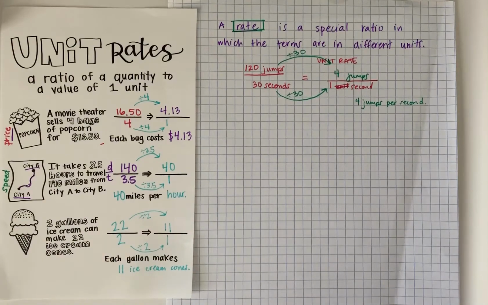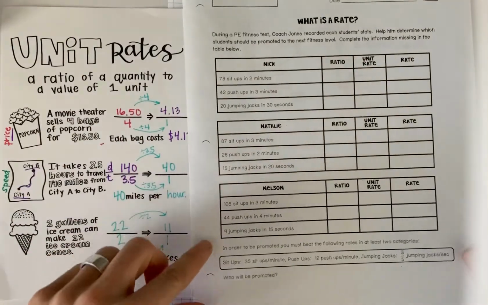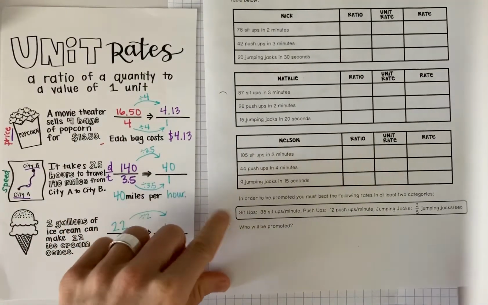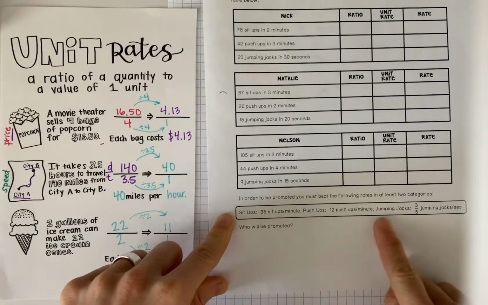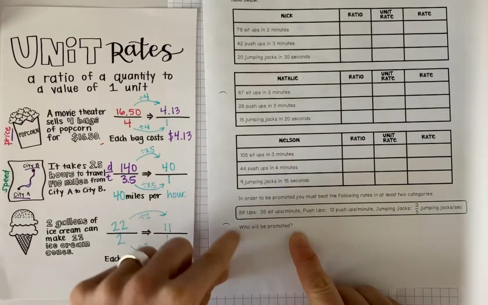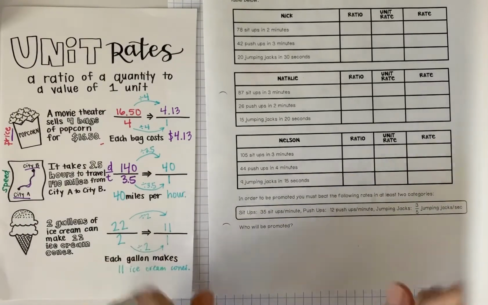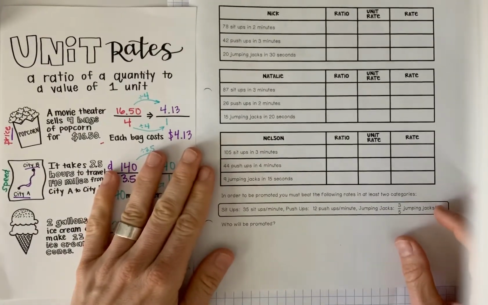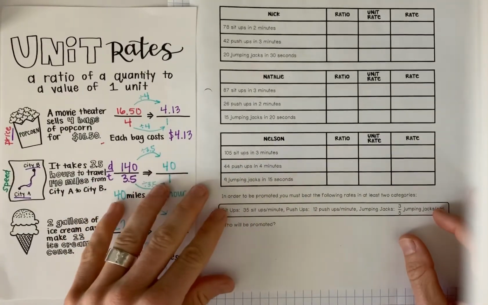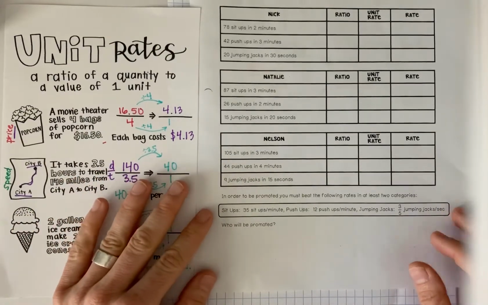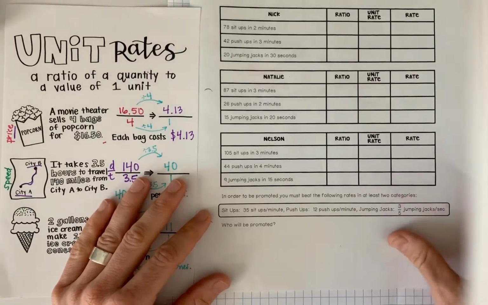And then the second page, or the back side, looks like this, where you're just completing this table, and then they ask you a question at the bottom. So it says, in order to be promoted, you must beat the following rates in at least 2 categories, and it gives you sit-ups, push-ups, jumping jacks, and then who will be promoted. This part right here, I am going to be asking you that question as your exit ticket. And that exit ticket is going to be in Google Classroom as a quiz, where you're just going to be typing your answer or your response. And that's the only thing that you need to turn in today, is this little portion here. But in order to answer that thoroughly, you need to have done all of that.